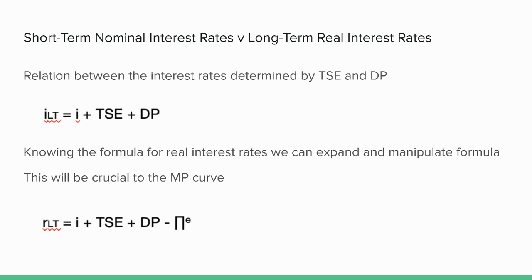So we have short-term nominal interest rates versus long-term real interest rates. That's the relationship between the interest rates determined by the TSE and DP. So in our formula, the long-term interest rate is equal to our short-term interest rate plus the TSE plus the DP. Knowing the formula for real interest rates, we can expand and manipulate it. This will be crucial to our MP curve. Once we do that, we get a different formula: our real long-term interest rate is equal to our short-term nominal interest rate plus the TSE plus the DP minus our expected inflation.